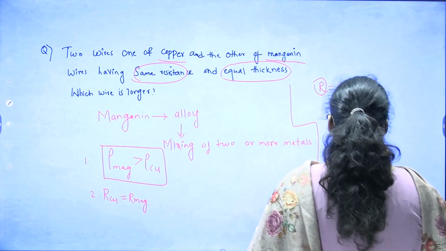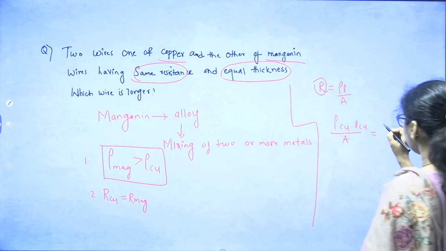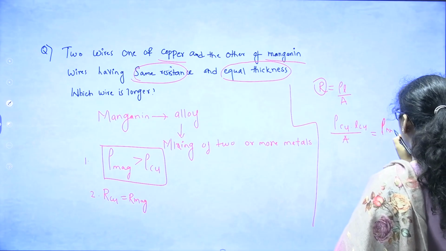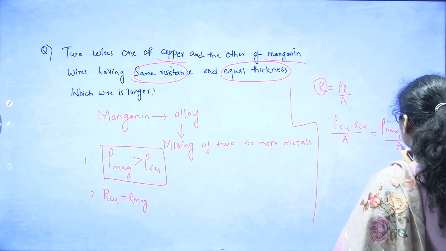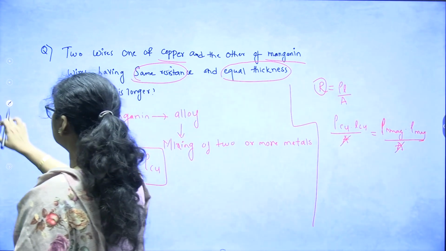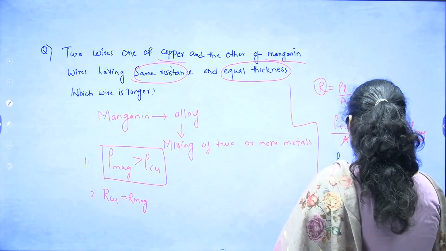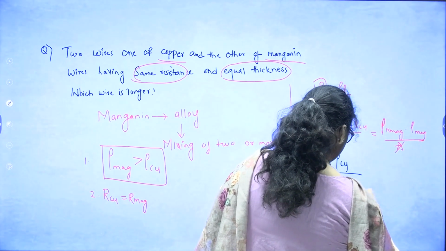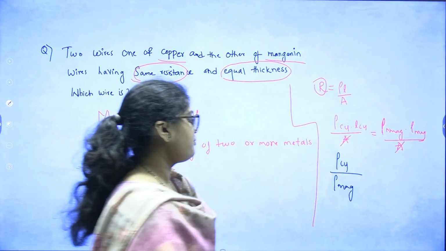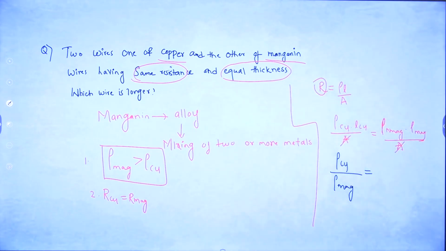So from this I can write rho copper into L copper by A is equal to rho manganin into L wire by A. As the area is the same, A gets cancelled. So from this I'll get rho copper by rho manganin. Yes or not? Rho copper by rho manganin is equal to what we can write?